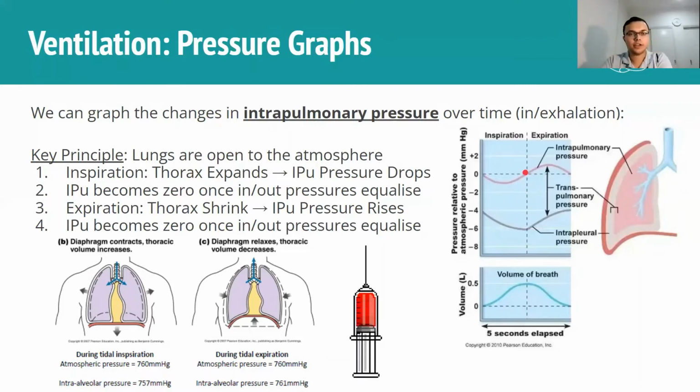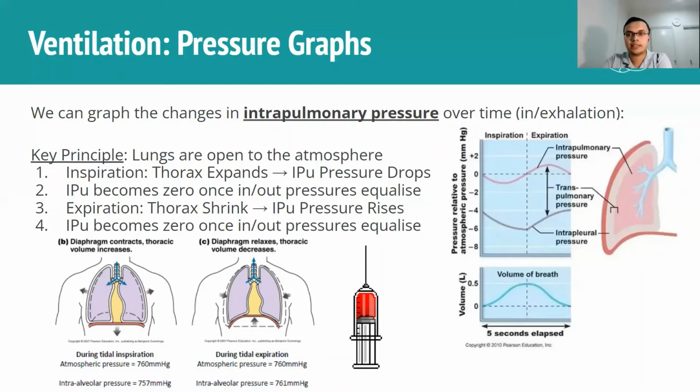Next, we have expiration. And again, over here, your diaphragm is going to relax. So it's going to go from that flattened shape back to the dome shape, and your thoracic space will decrease or shrink, and your intrapulmonary pressure will rise because there's less volume for the gas to occupy. It's going to be jostling and pushing other gas molecules next to it more frequently and intensely.